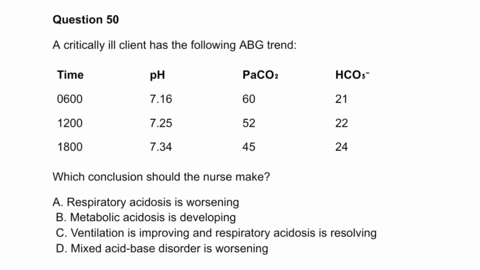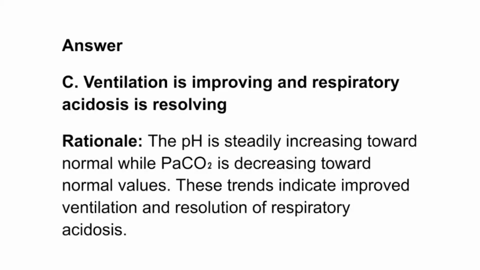Question 50. A critically ill client has the following ABG trend. Which conclusion should the nurse make? A. Respiratory acidosis is worsening. B. Metabolic acidosis is developing. C. Ventilation is improving and respiratory acidosis is resolving. D. Mixed acid-base disorder is worsening. Answer: C. Ventilation is improving and respiratory acidosis is resolving. Rationale: The pH is steadily increasing toward normal while PaCO2 is decreasing toward normal values. These trends indicate improved ventilation and resolution of respiratory acidosis.